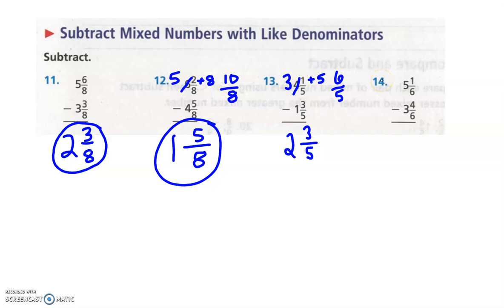And then if we come over here to number 14, once again I'm going to have to borrow. This 5 is going to become a 4, and I'm going to add 6 full sixths to this problem. So 1/6 plus 6/6 is 7/6. That's a mouthful. And now 7/6 minus 4/6 equals 3/6. And then 4 minus 3 is 1. So your answer is 1 and 3/6.